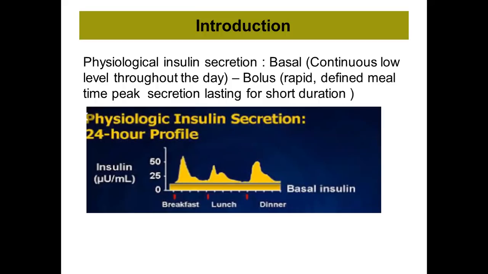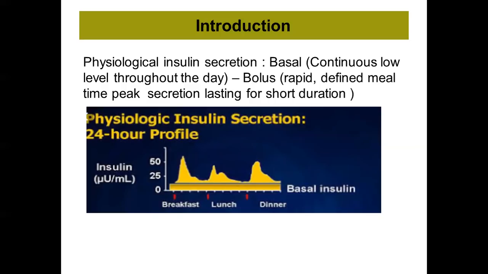You all know that the physiological insulin secretion consists of two parts. That is the basal secretion, which occurs continuously at a low level throughout the day. And then you have the bolus secretion, that is the rapid secretion which occurs post meals, that is, post breakfast, post lunch and post dinner. You can see the bolus secretions occur rapidly. They have a defined peak, you can see the peak here, and they come down very fast. So this bolus secretion occurs only for a short duration. This is the physiological insulin secretion.